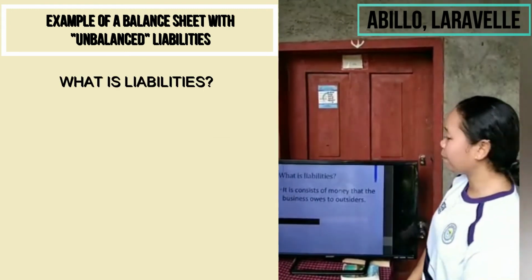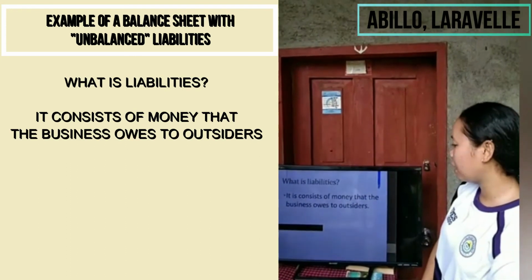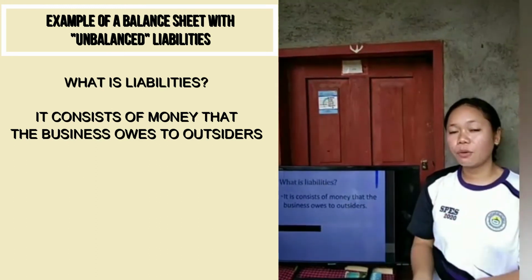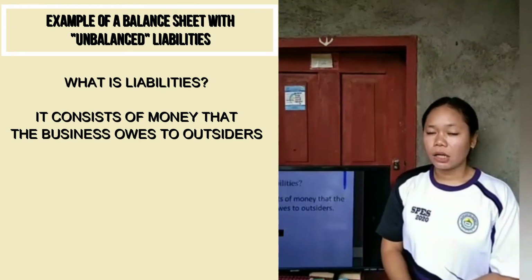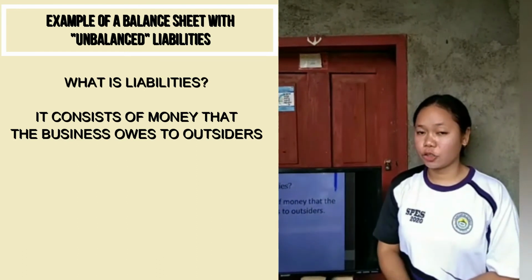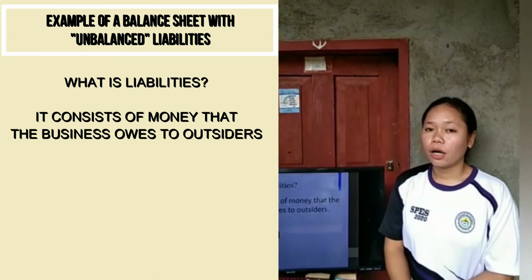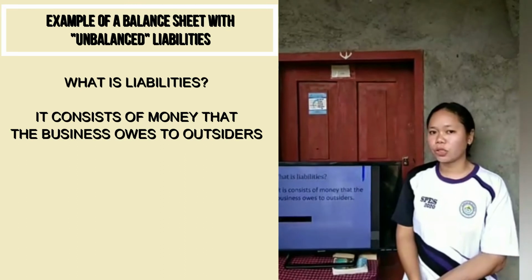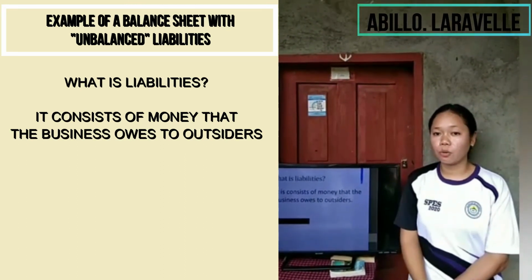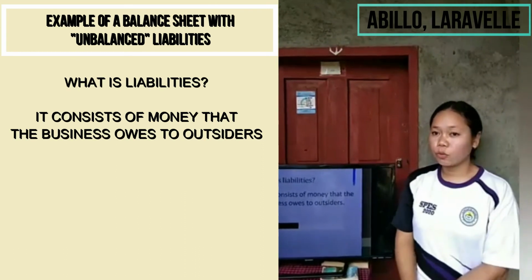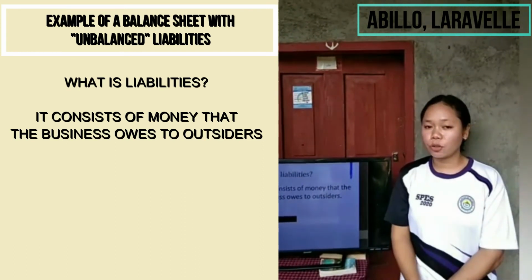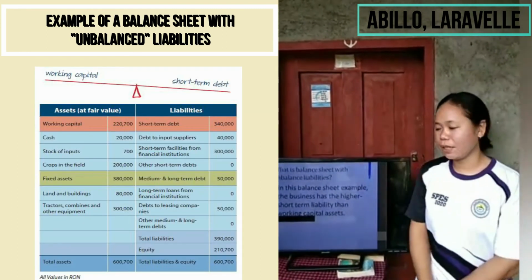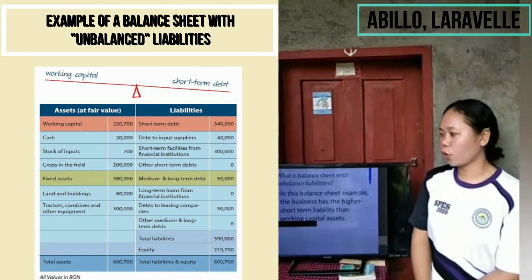What are liabilities? It consists of money that the business owes to outsiders. So, kung gagawa tayo ng mga business, kailangan natin ng pera. So, ang ginagawa ng mga owner is maglo-loan sila doon sa institution na nagpo-provide ng loan sa mga owners. So, ito yung liabilities. Ito yung pera na hihiramin ng owners sa mga outsider. What is a balance sheet with unbalanced liabilities? So, ito na yung main report ko.